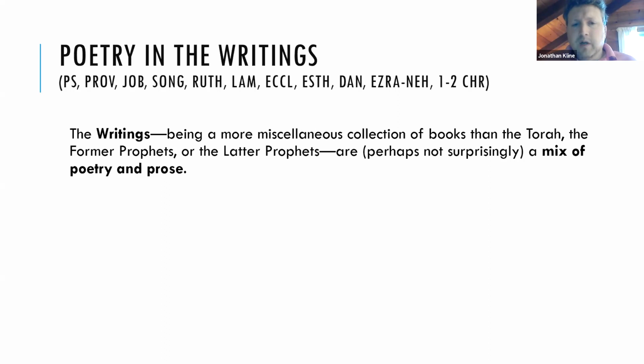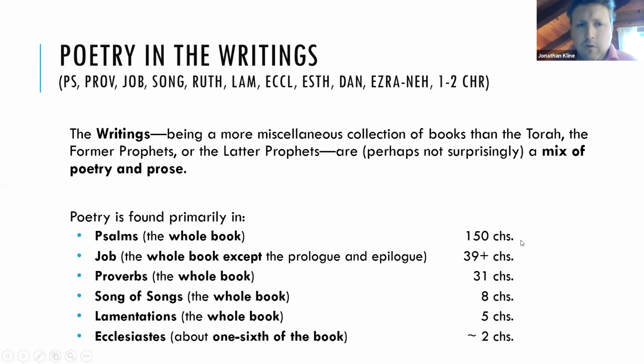So the writings, being a more miscellaneous collection of books than the Torah, former prophets, or the latter prophets, are perhaps not surprisingly a mixture of poetry and prose. In the writings, poetry is found primarily in the following: Psalms, the whole book is poetry. Job, almost the whole book's poetry, the whole book except for the prologue and epilogue, which are in prose. Proverbs, the whole book's poetry. Song of Songs, the whole book's poetry. Lamentations, the whole book is poetry.